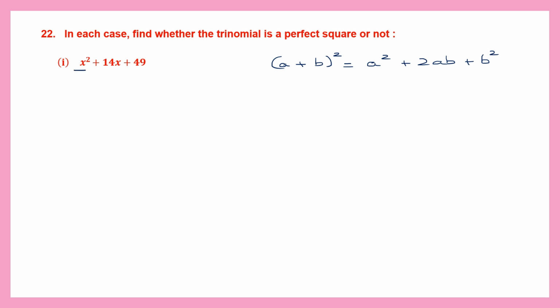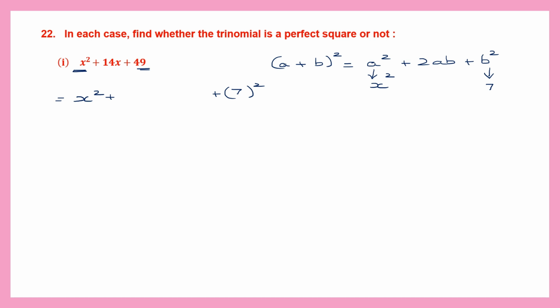So let's take the first one, x square. So let's write that as x square. That means in this case, a is equal to x. So we have x square. So a is equal to x. Then let's leave the second one now and then go to the last one, 49. Can we write 49 as a square? Yes, 7 square is 49, isn't it? That means b is 7. Okay, so b square is 7 square. So a is x and b is 7.